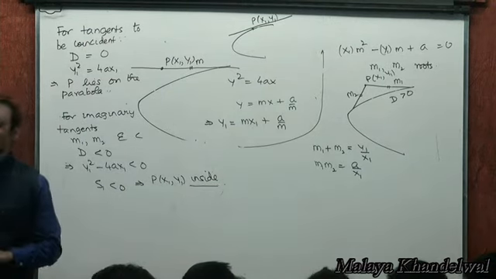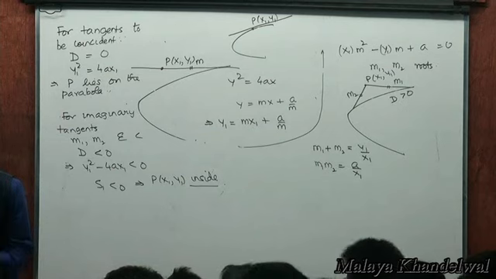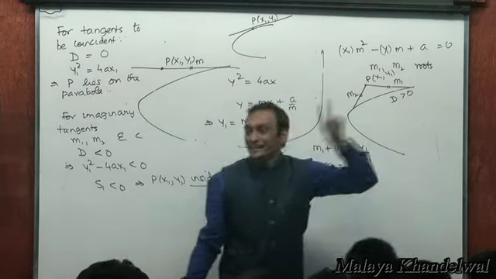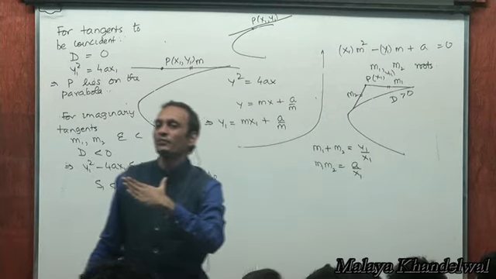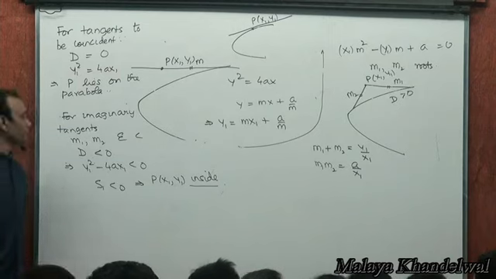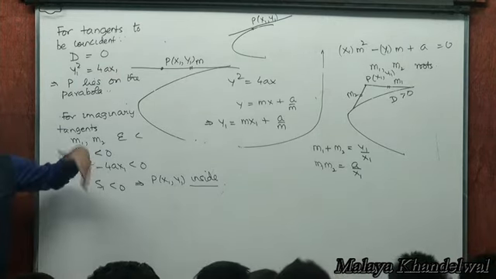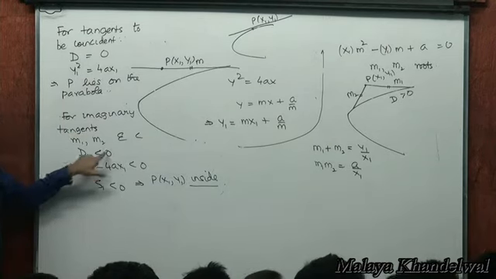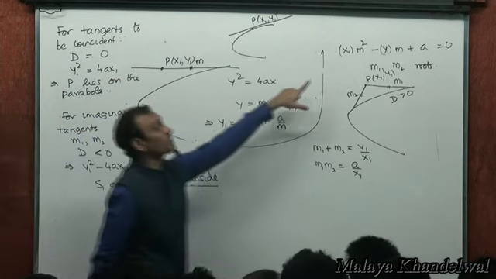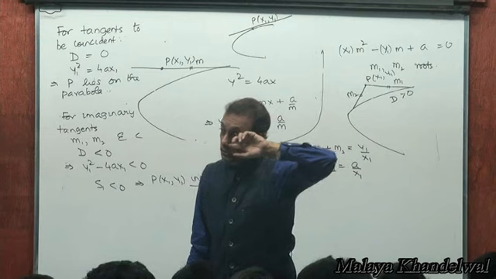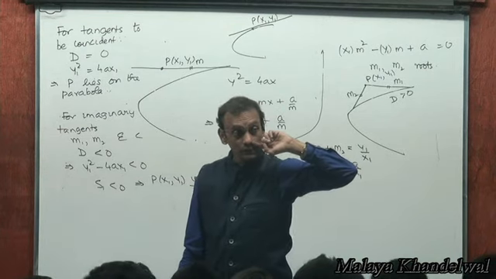Therefore, from points inside the parabola, you can't draw real tangents. From points outside the parabola, you can draw distinct and real tangents. From points on the parabola, you can draw real and coincident tangents. For m1, m2 to be complex, that means non-real tangents, the discriminant of this quadratic, y1 squared minus 4a x1, must be less than 0. Yes or no? Right?